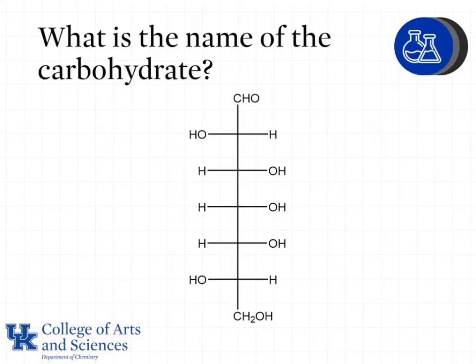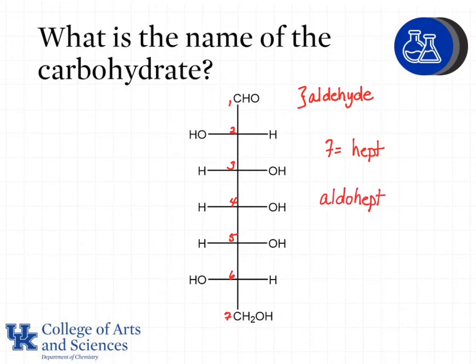What is the name of the carbohydrate shown? In looking at the structure, we see that we have an aldehyde because we have the CHO abbreviation. So the name of our carbohydrate will start with aldo. Next, we count the carbon atoms, and we see that we have 7 carbon atoms, which means we will use the prefix hept. And because it's a carbohydrate, we use the suffix OSE. So the name of this class of carbohydrates is aldoheptose.